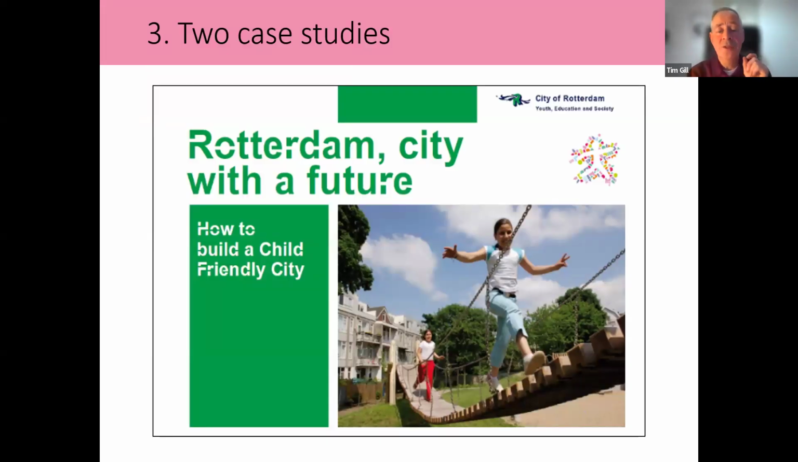And the story starts with the finding that Rotterdam was found to be, or was felt to be, the worst place in the Netherlands to bring up a child. So it was bottom of the league table of family-friendly cities. And that is not a league table that any city wants to be propping up.